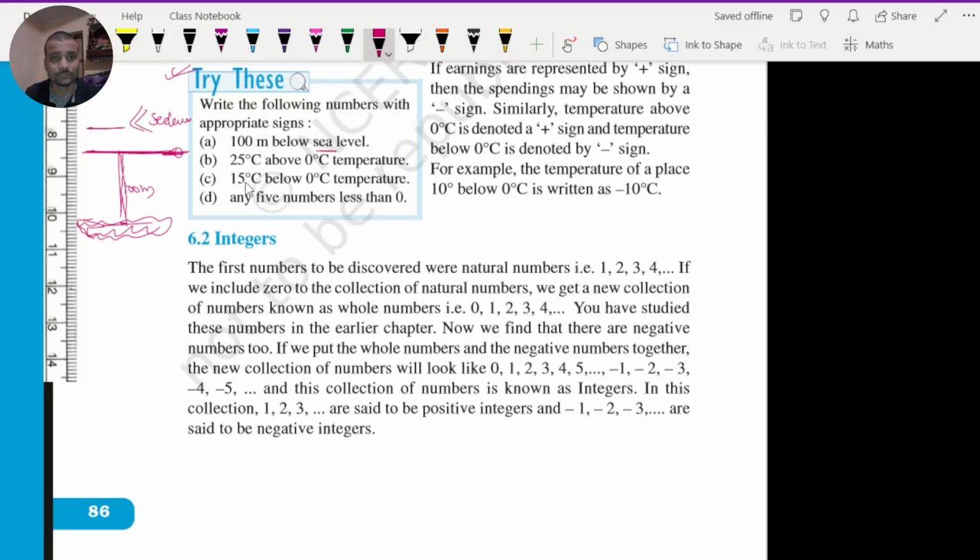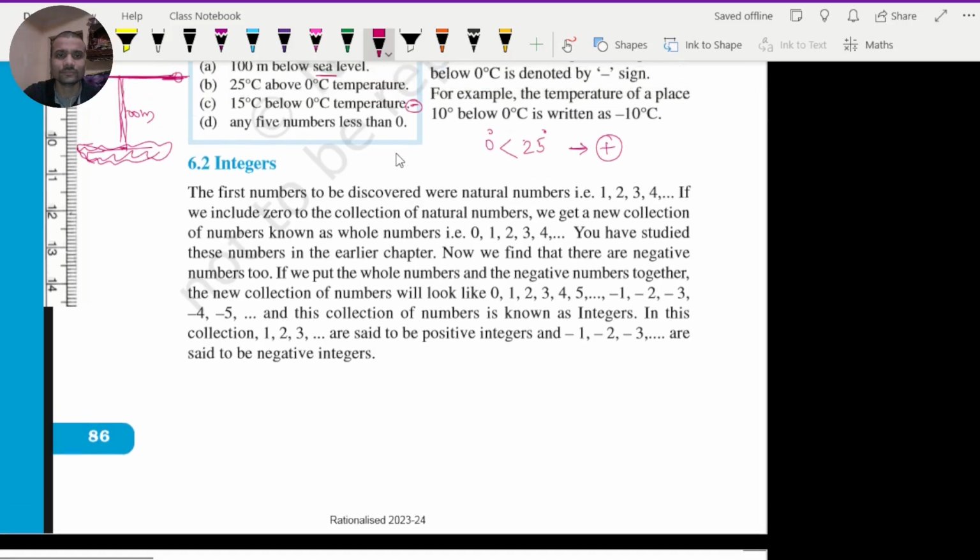Okay, so 25 degree above 0 degree temperature. So 0 degree is 25 degree, it means that it is plus here, increasing. I hope this is bigger than the value, so I used plus here. 15 degree below 0, so this is the minus. You can write it separately. This is not the exact exercise given here to solve. So these are just the things for which you will have to give signs.